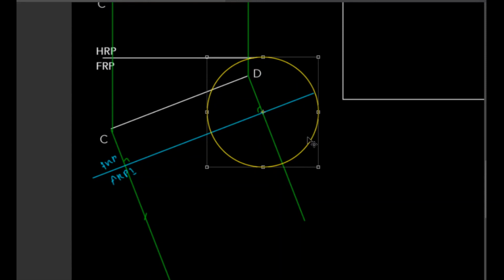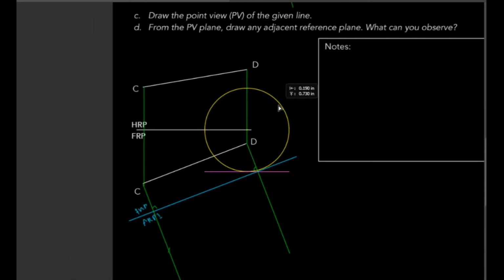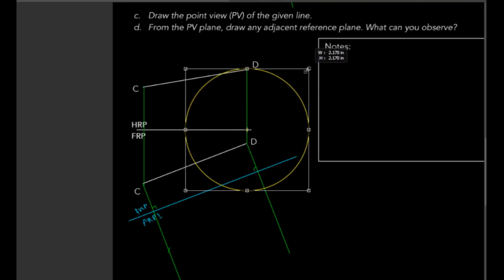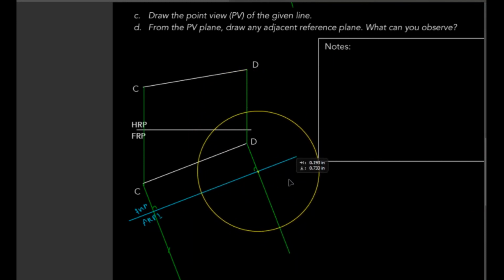Okay, so again, see point D, we'll get the distance of point D. Measure that one, have it down, and we have point D right here.